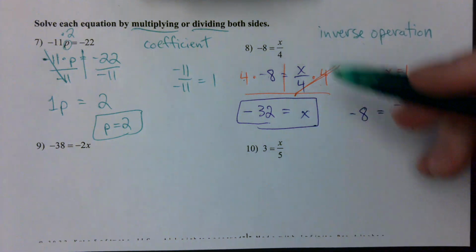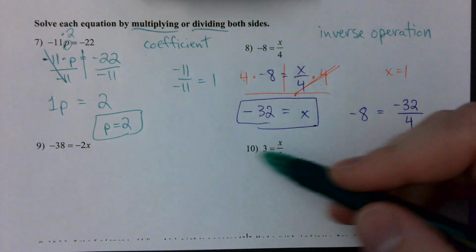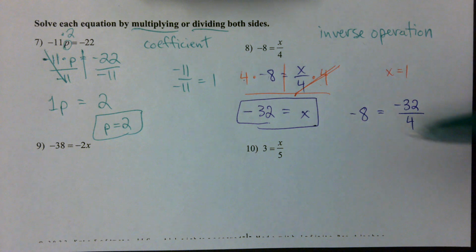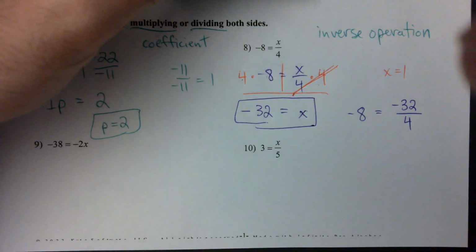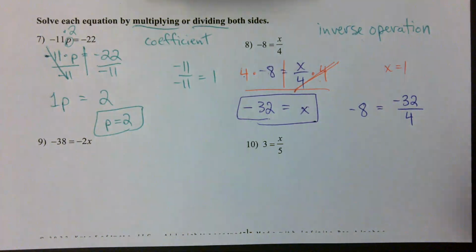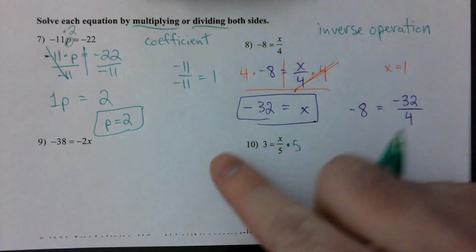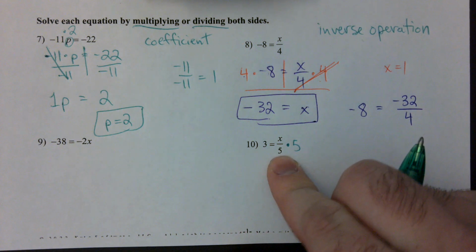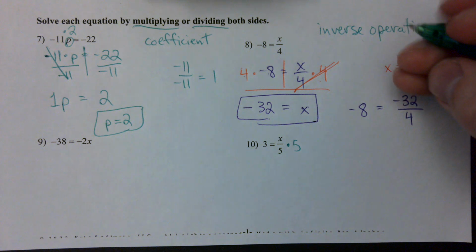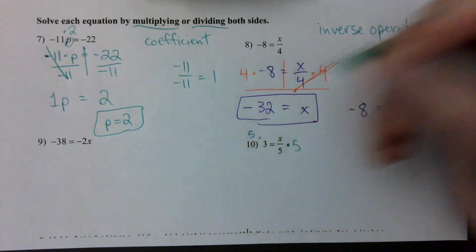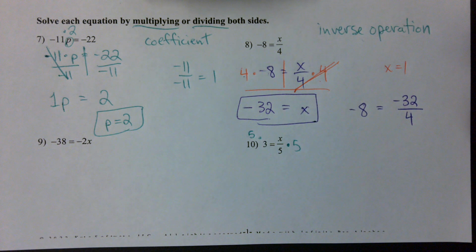So while we're talking about division, let's start with number 10. Then we'll jump back over to number 9. So with number 10, again, our variable's trapped inside that fraction. We know that we're currently using division, so our inverse operation is going to be multiplication. We'll multiply this side by 5. Again, we want to make this fraction whole so we can cancel that denominator out. And we'll multiply the left by 5 as well.